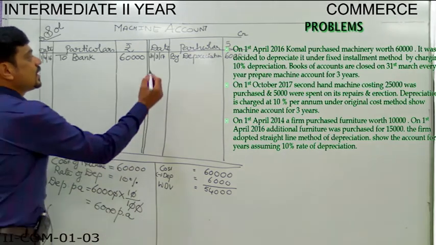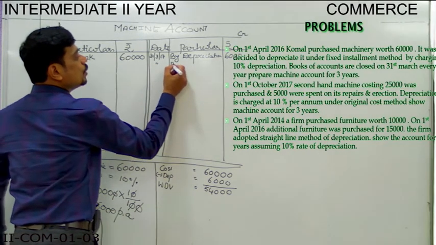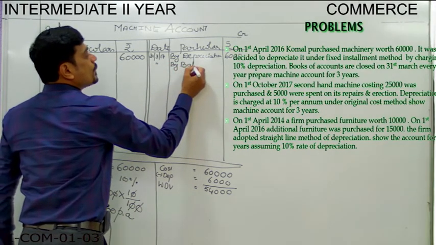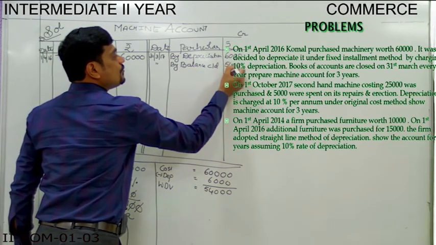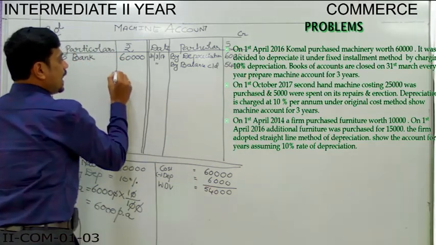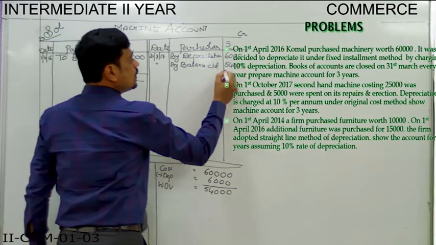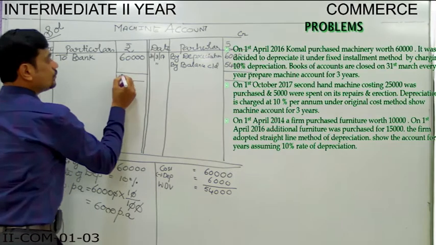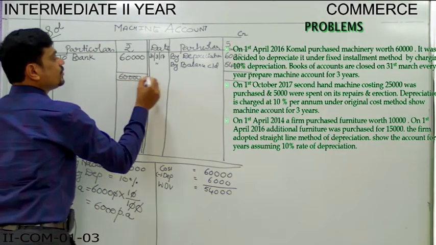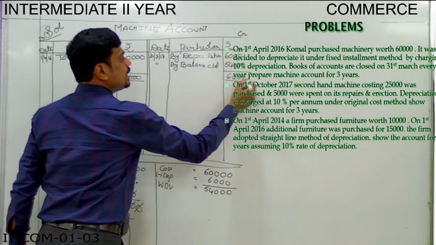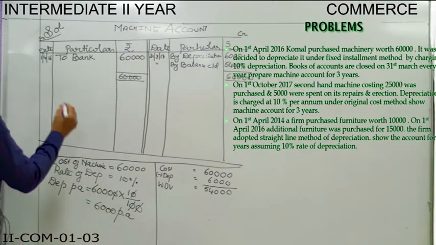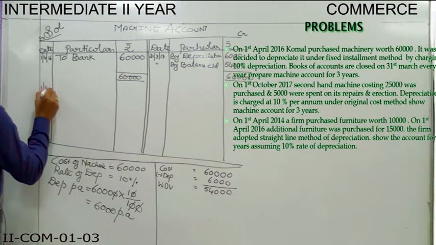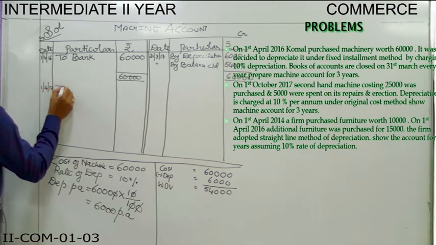So we'll balance the account. Same date, we'll close. By balance carried down. How much? 54,000. And close the account. Here, close the account. Both the sides, 60,000. First year is completed. 31st March year ended. When will the next year start? The next year will start on 1st April 2017.